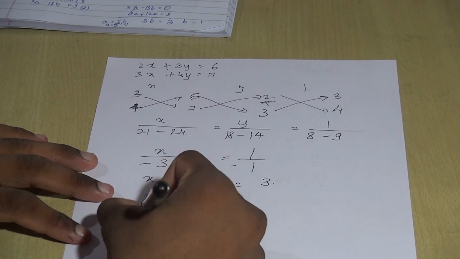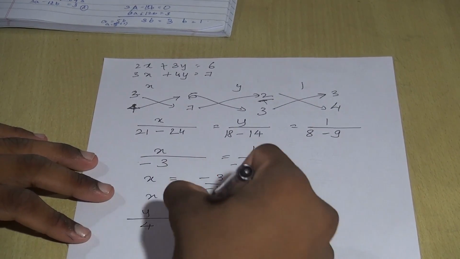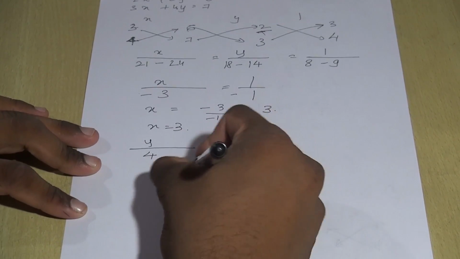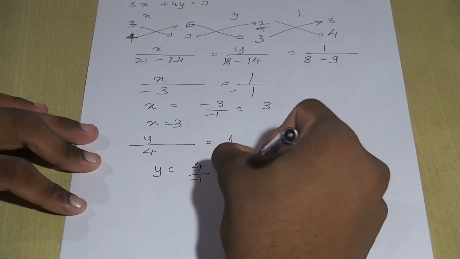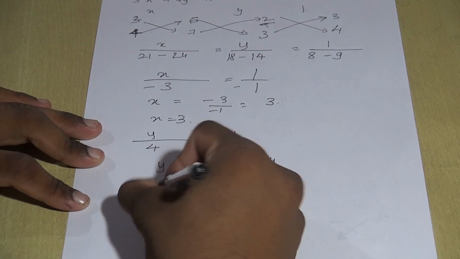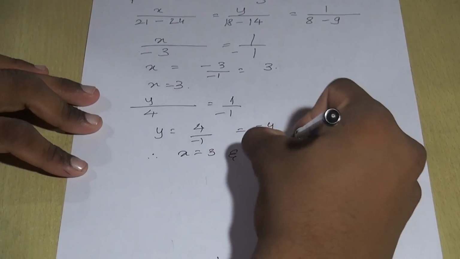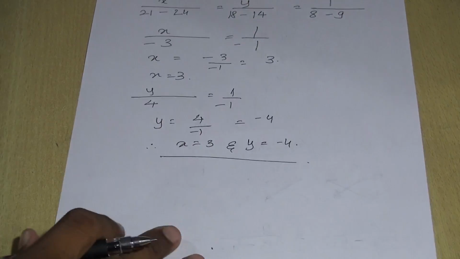If you take y by 4 is equal to 1 by minus 1, you get y is equal to 4 by minus 1, which is equal to minus 4. Hence, therefore, x is equal to 3 and y is equal to minus 4. This is the cross multiplication method.